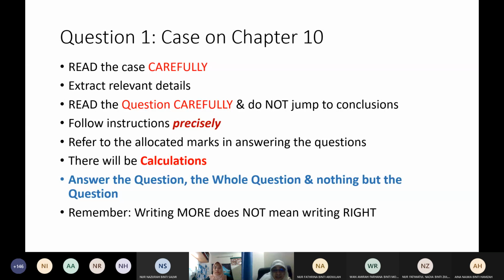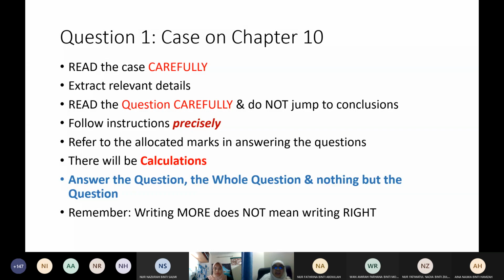Especially in accounting, and this is an accounting paper, you do not have to write too much. You don't have to compose essays. There will be calculations. Normally I go through theory with you, but in your final exam, there will be calculations, not only from Dr. Hafiz's part, but from this chapter as well. So please answer the question and nothing but the question. It is very important for you to understand what the question is and then just answer that question.